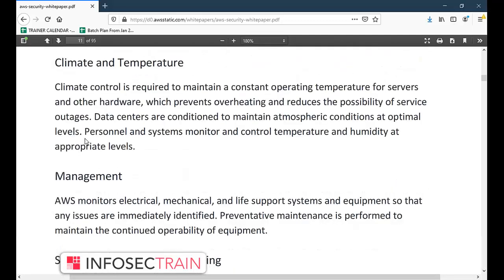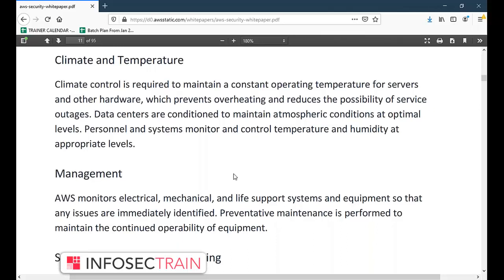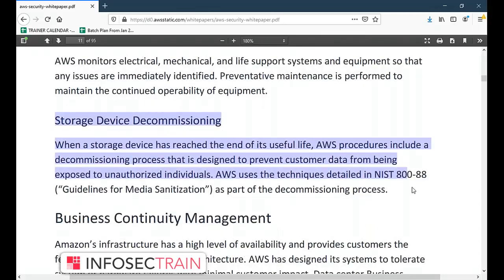And they have proper climate control, humidity control, and all that. When you host a data center, you have to consider the environment as well. You must be aware of all the factors where you set up the data center. So climate and temperature play a very important role. You must maintain the data centers at the proper temperature and atmospheric conditions for optimal levels. And this process is very, very important.